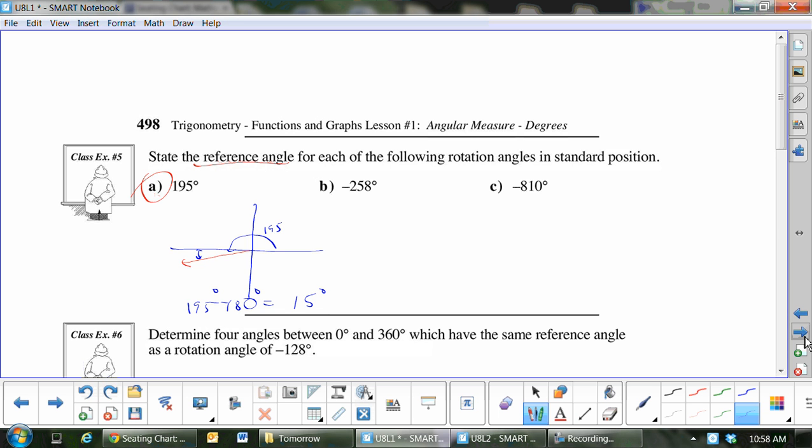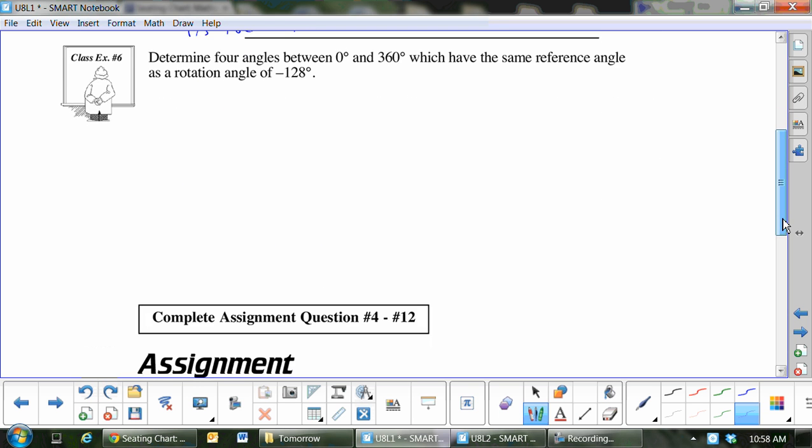Now, the next question, this is a very common question because you're not going to accidentally get this one, okay? It says determine all the 4 angles that have the same reference as negative 128.